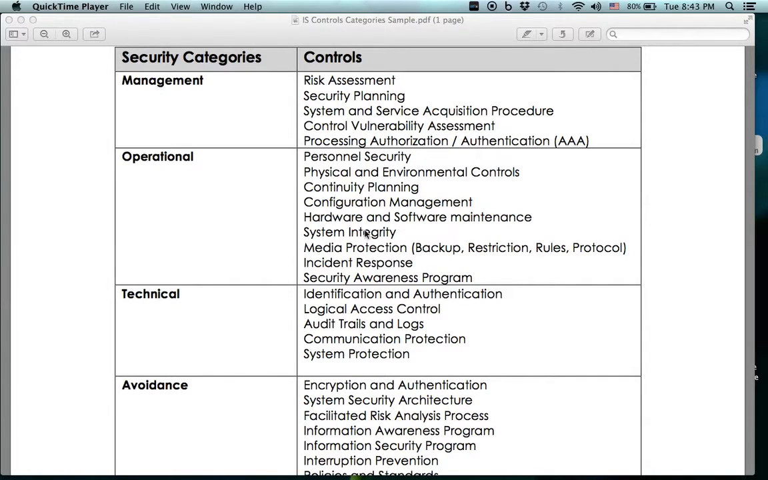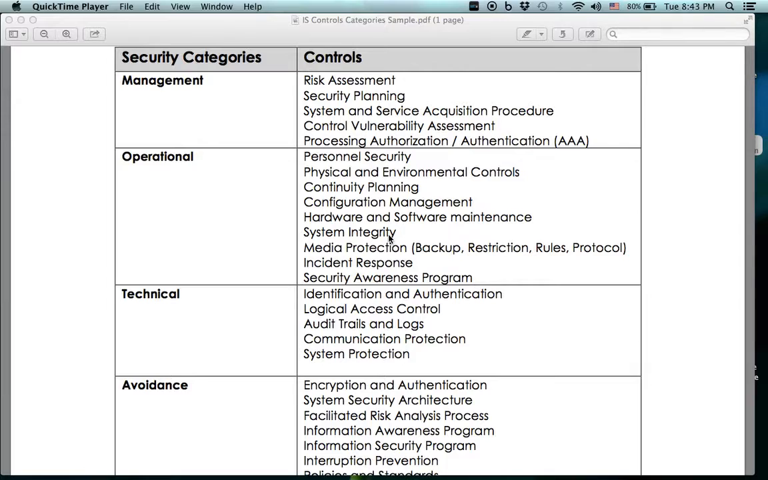So the next is system integrity. This is also an operational control. With system integrity, we talk about integrating one system with another system. So we need to identify what is the gap between one system and another system.